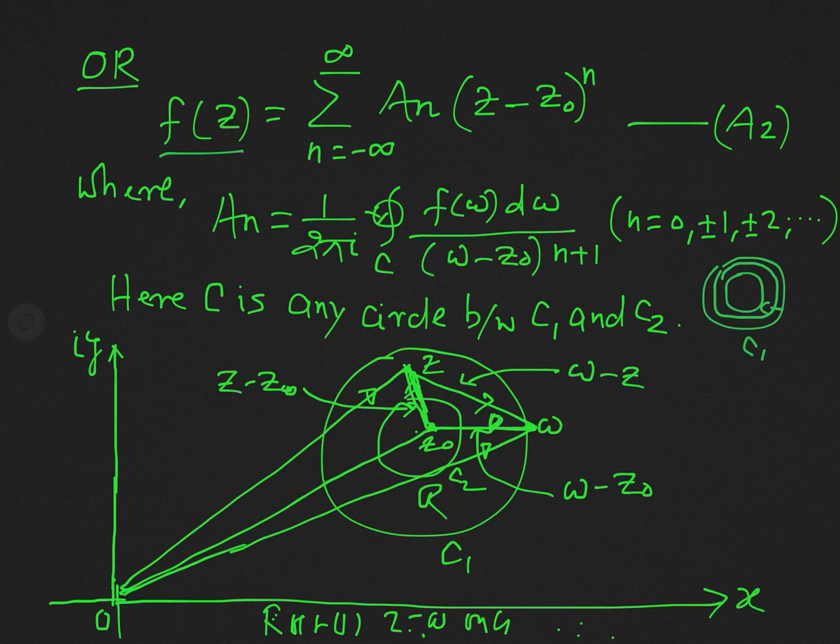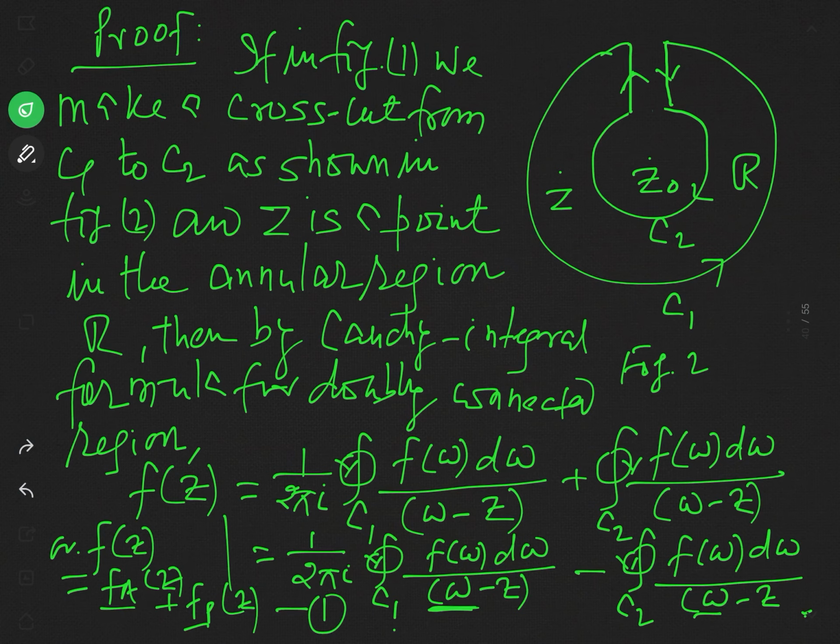For the proof, we will use the concepts of the previous classes which you have already studied. Let us see first of all: these are the two circles C1 and C2. Now, in accordance with the statement, the function f of z is analytic on the boundary of C1 and C2 and also in this shaded region.